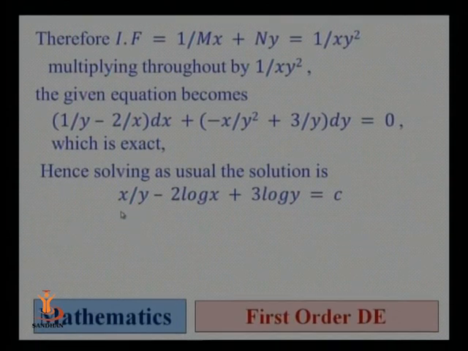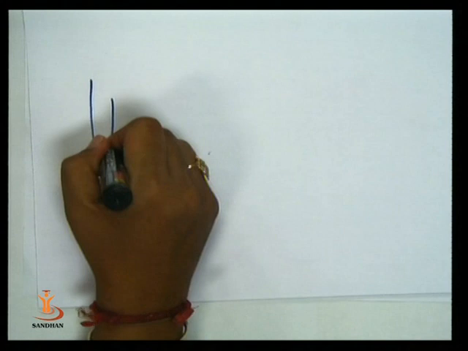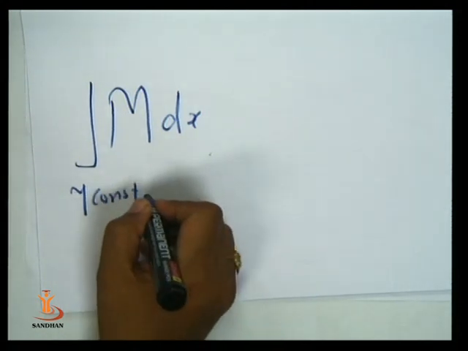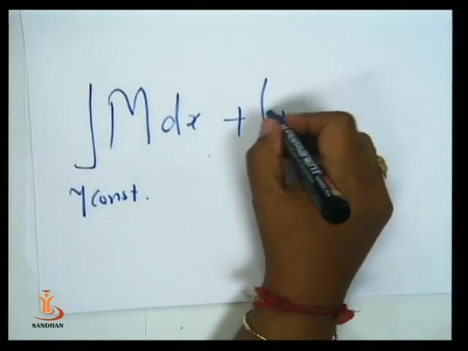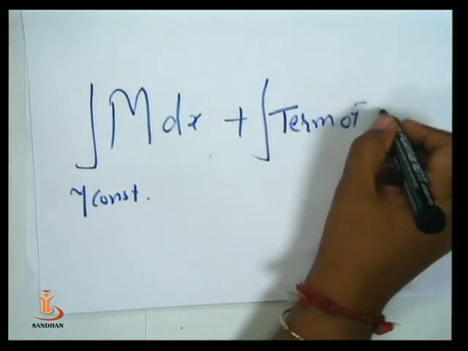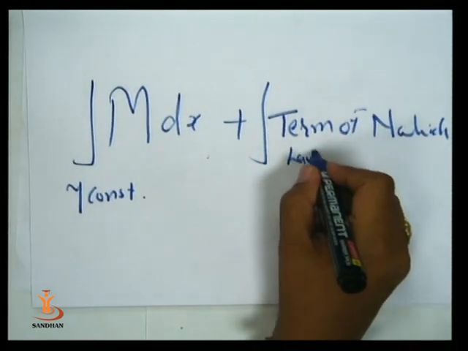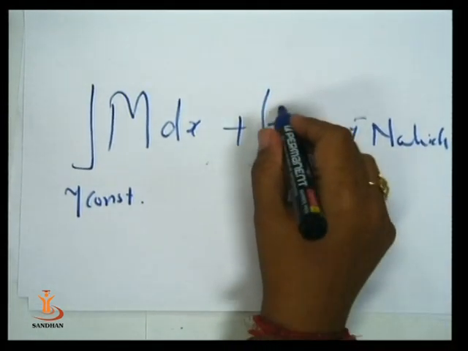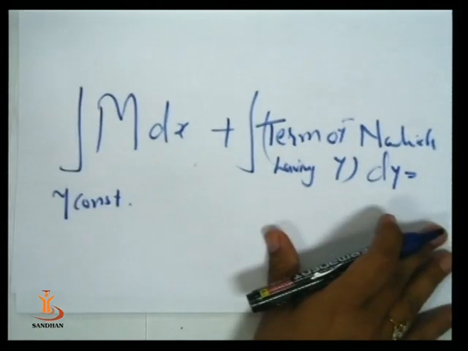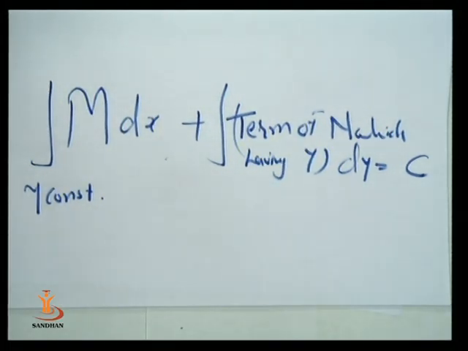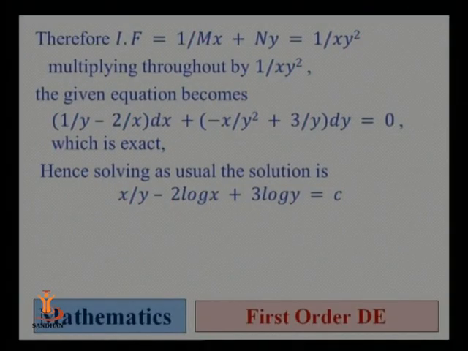What is the solution of the exact differential equation? Again I am going to repeat that. That is the integration of M dx, here keeping y constant, plus the integration of the terms of N having only y, that is free from x, dy, equal to c. This is the solution of the exact differential equation. Look at the screen. So by using that, we have this solution.